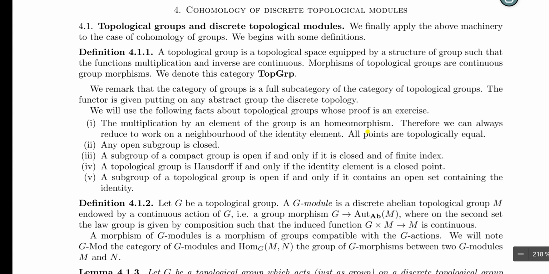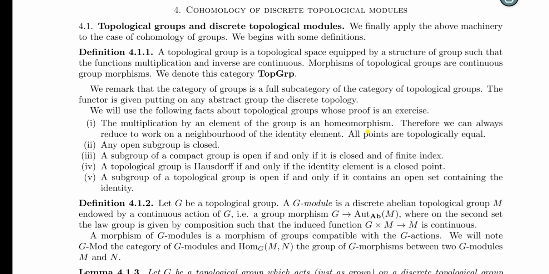So we talk about cohomology of discrete topological modules, topological groups and discrete topological modules. We finally apply the above machinery. The above machinery is about showing the exact sequence, the long exact sequence, something like that.